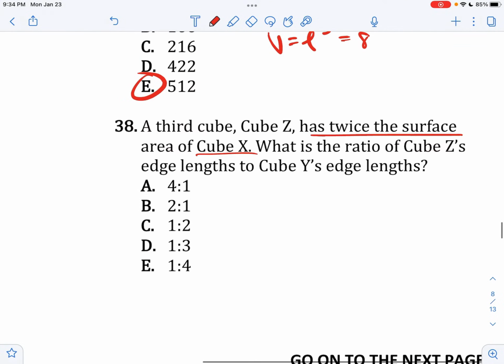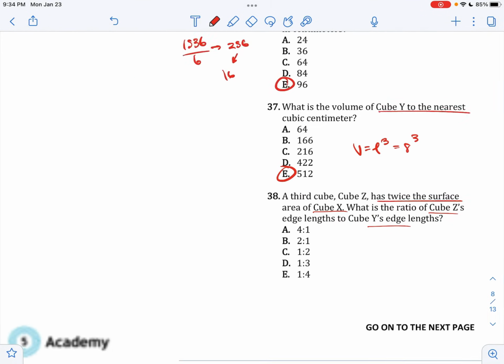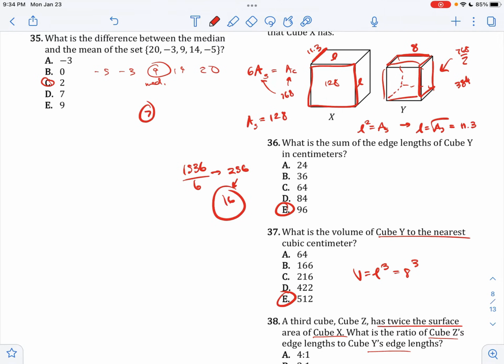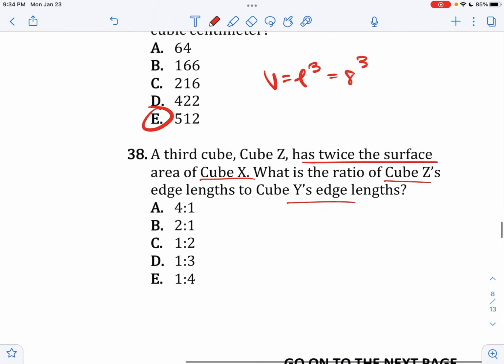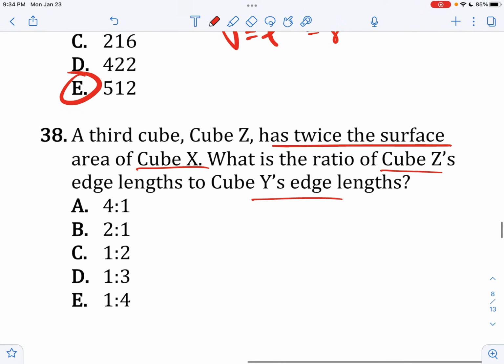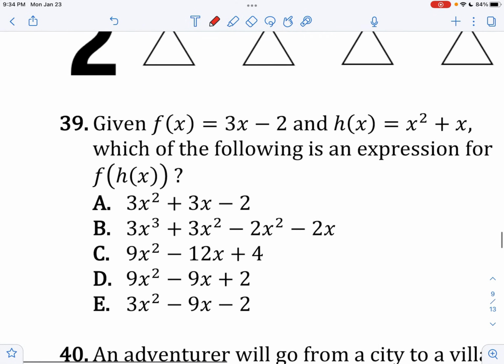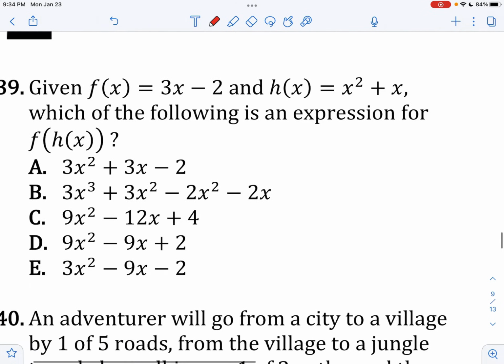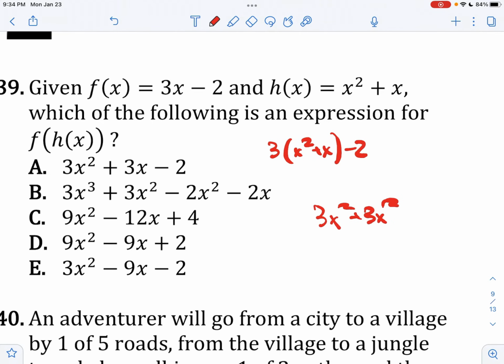So what is the ratio of cube z's edge lengths to cube y's edge lengths? So here edge lengths are 16, here they're 8, so it's just a matter of 2 to 1. Cube z is obviously bigger, so it's 2 to 1, not 1 to 2. Given f of x equals this and h of x, so what's f of h of x? So 3 times x squared plus x minus 2, 3x squared plus 3x minus 2.